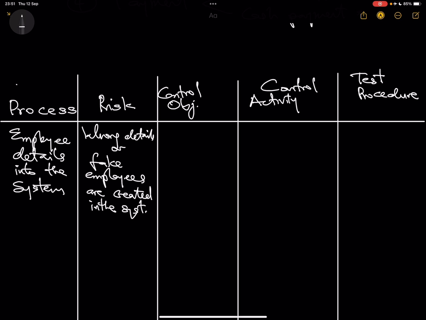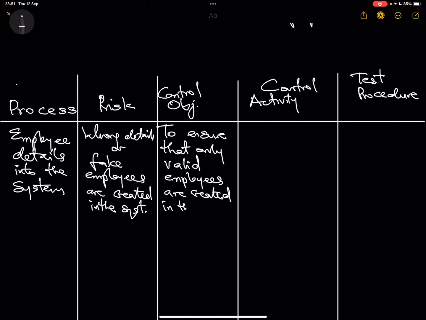Control objective will be for us to ensure that only valid employees are created in the system. So remember how we started is to say to ensure, because it's an objective, that only valid employees are created in the system. Remember, if you put invalid employees into the system, the system will still do whatever you want it to do, because it's garbage in, garbage out.